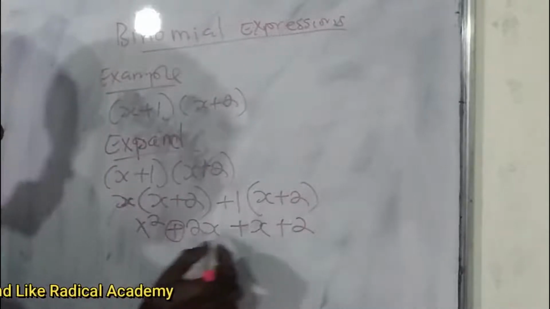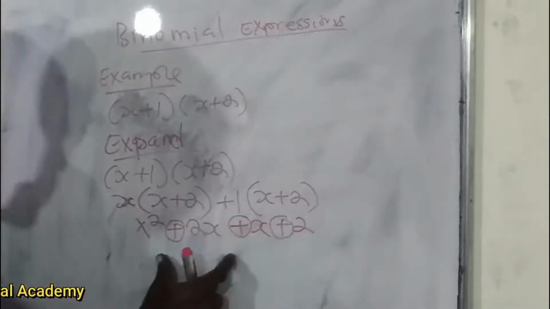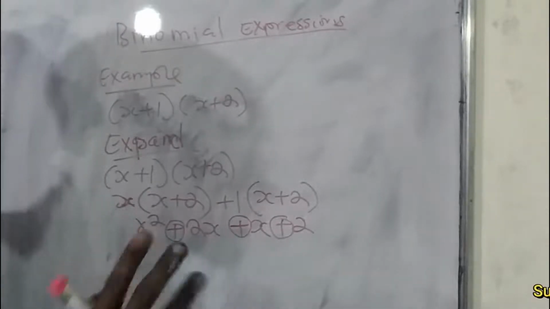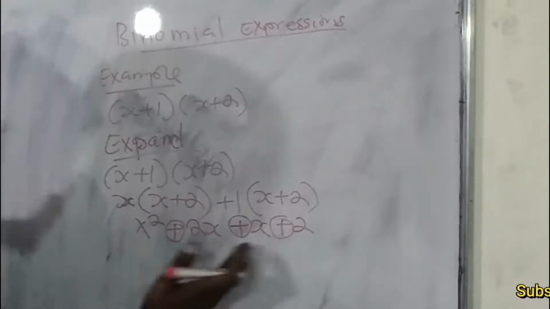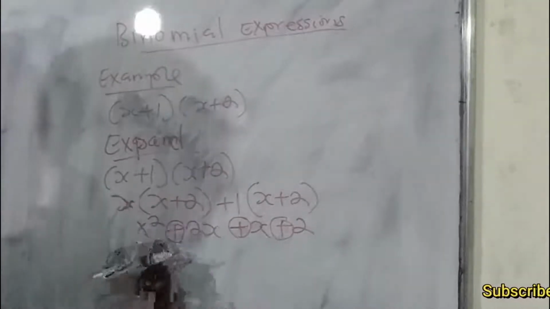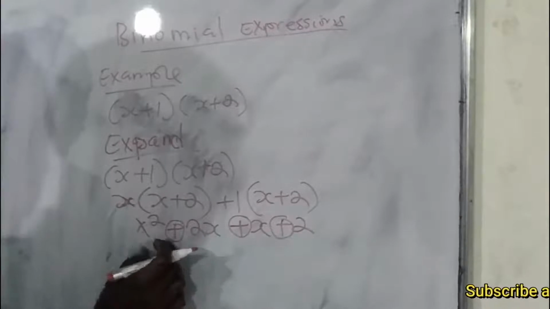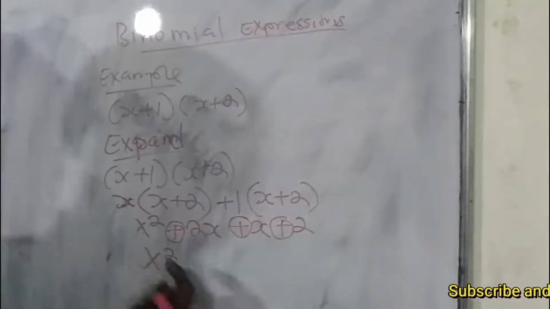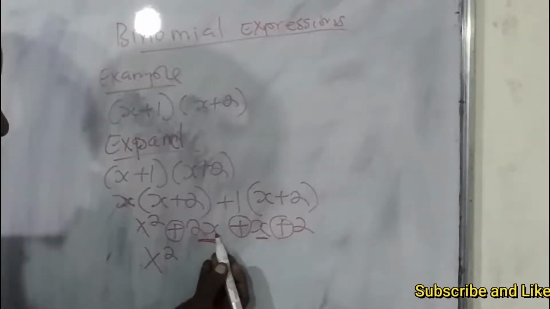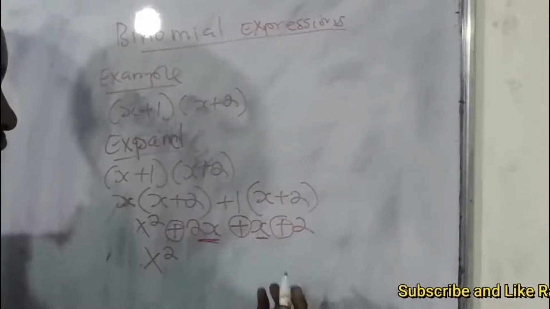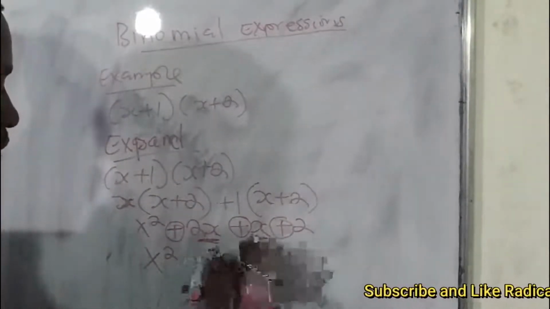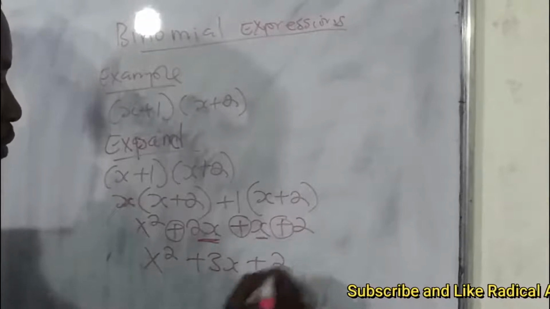Now you can see that I'm still adding these terms, or algebraic expressions. This is x to the power 2, and it doesn't have any similar component expression, so I'm going to keep it alone. Then you can see that this is 2x and this is x. So 2x plus x, you are just going to get 3x plus 2.